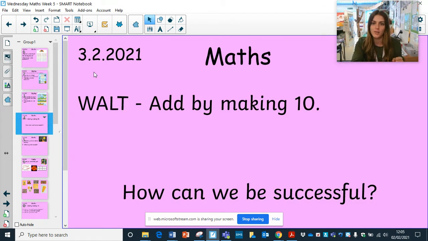So what we are learning to do today is add by making 10. How can we be successful? This is where your number bonds to 10 come in, because you are going to be bridging to 10 and then counting on. That's really important. To be able to make 10, we need a really good understanding of our number bonds to 10. We did our number bonds to 20 the other day, so that will support you as well, but just the 10 is what we're focusing on today.